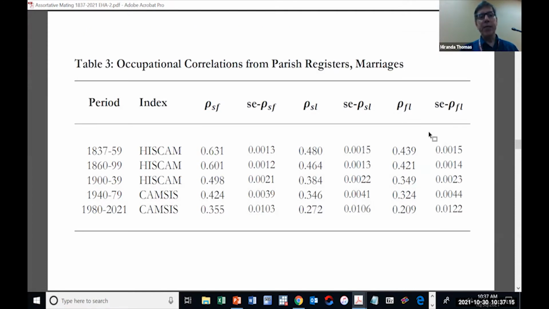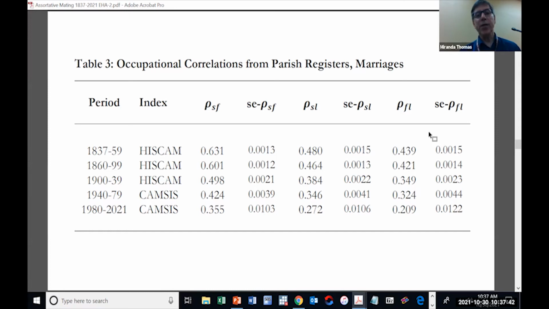And when we take this data and we just apply standard social status of occupation measures such as HISCAM and CAMSIS, what you'll see is first the correlation of the son to the father. You can see that that is declining over time. And that will be interpreted by a lot of people as implying that there must be greater social mobility in the modern era than earlier. But we're actually going to dispute that once we apply the measurement correction.